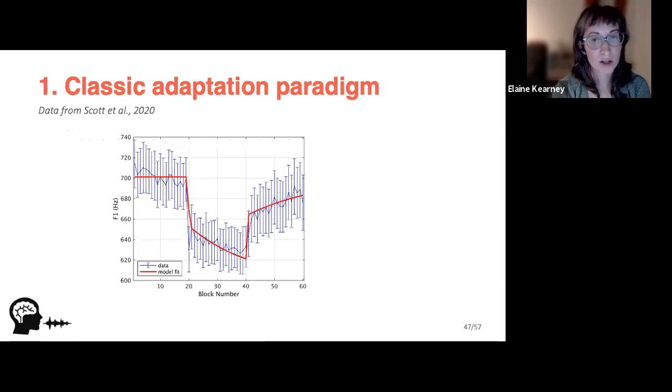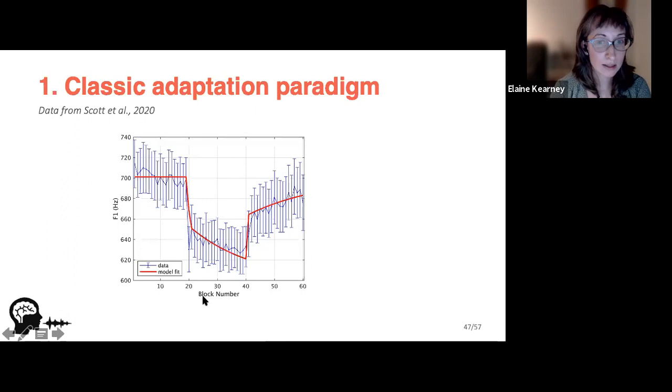The first simulation modeled data from what I'd call a classic adaptation paradigm, very similar to the example. These data were collected by Terry Scott at Boston University, and she's kindly shared the data with us just for the purpose of modeling. The model figures that I'm going to show you are going to be very similar over the next few slides, so I'll walk through these ones a little slower than the later ones.